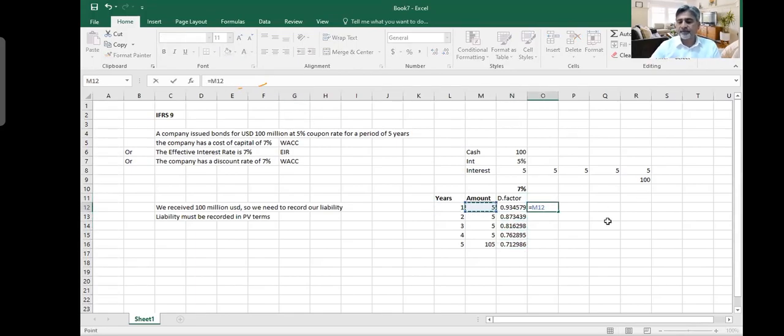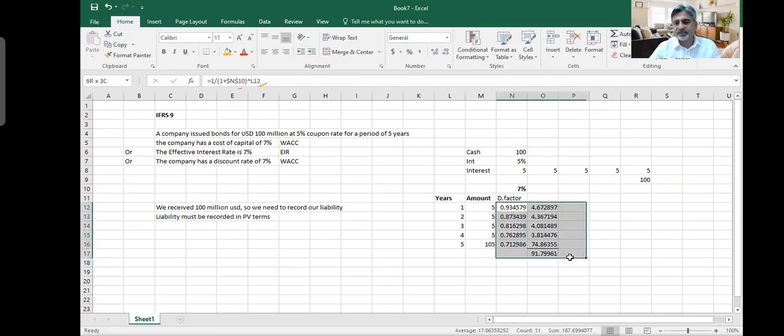And then I need to find out my present values. So it means that when I make a total, what it gives me is 91 million. Now let me format this a little bit. I'll take it to 3 decimal places.